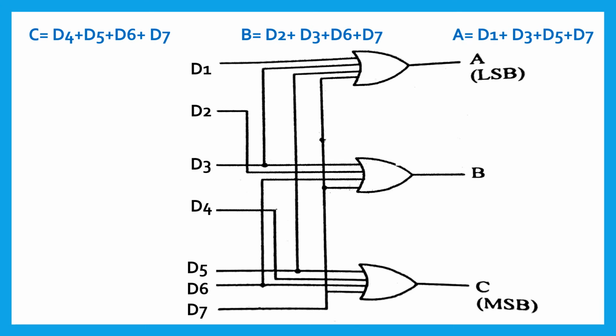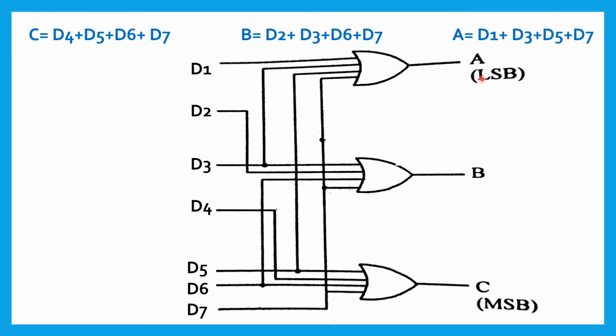We can realize the octal to binary encoder using 3 OR gates like this. Here the inputs given to these OR gates are D1, D2, D3, D4, D5, D6 and D7. And we know that the Boolean expression for getting A is D1 or D3 or D5 or D7. So for the first OR gate, the inputs given are D1, then D3, D5 and D7.